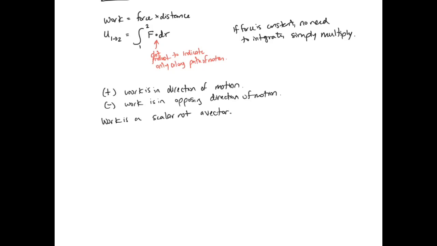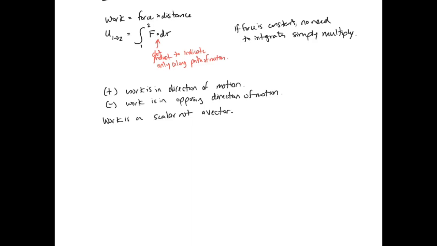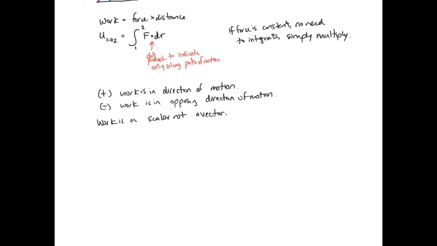Your distance S can be an odd path. So let's say you had a block traveling along some sort of odd path here. Your block was here and it moved over here. Your S would be the distance. S is the distance.